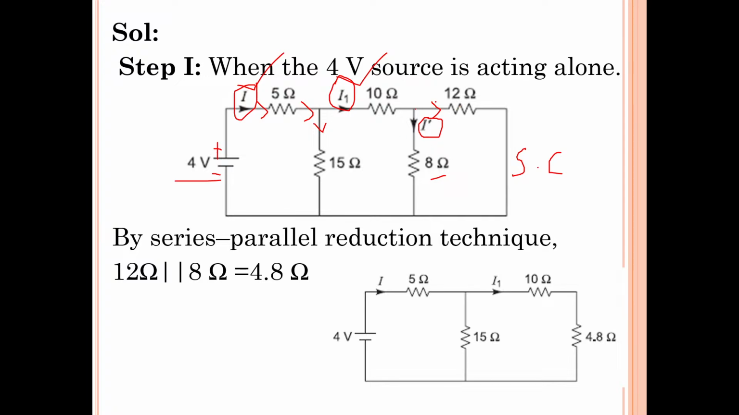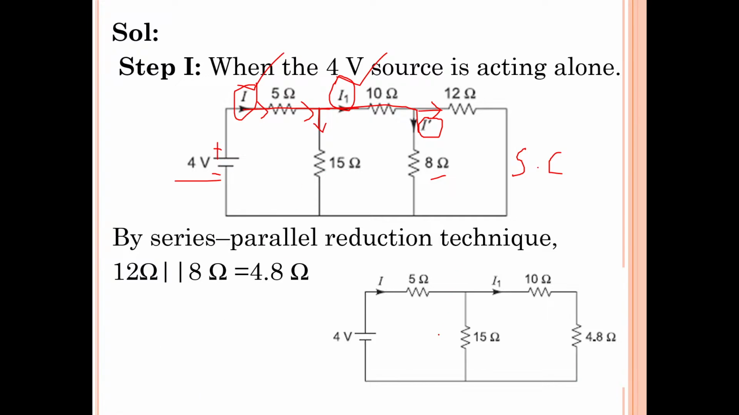I1 is the current which is dividing here at this junction, isn't it? I1 current flows through 10 ohms, and after that it divides into two parts. And if I want to determine I1, I should determine I, because I current flows through 5 ohms and it divides into two parts. So let us determine the currents.